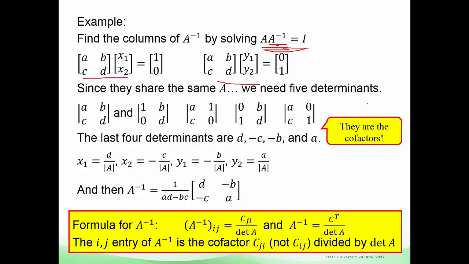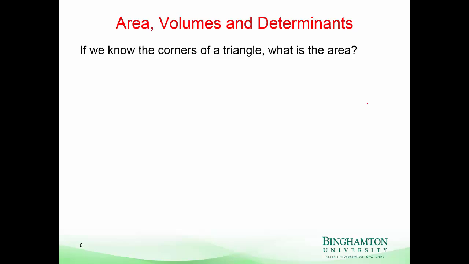But like I said, sometimes it's kind of a handy thing to know. Now, the last thing we're going to look at in this section of notes is area, volumes, and their relationship to determinants. So we'll start off thinking about a triangle. If I gave you the corners of a triangle in 2 space, in a plane, you should be able to figure out what the area of that triangle is.